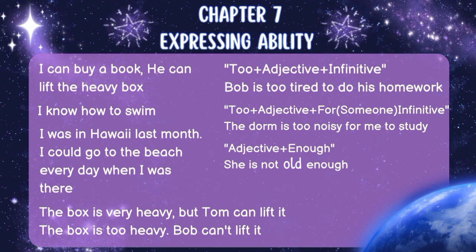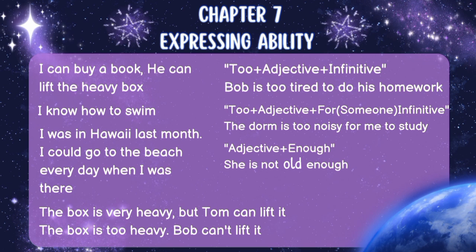Using know how to express ability. For example, I know how to swim. Using could, the past form of can. For example, I was in Hawaii last month. I could go to the beach every day when I was there. The negative form is couldn't. I couldn't go to the movie last night. The question form is could plus subject plus main verb. Could you speak English before you came here?